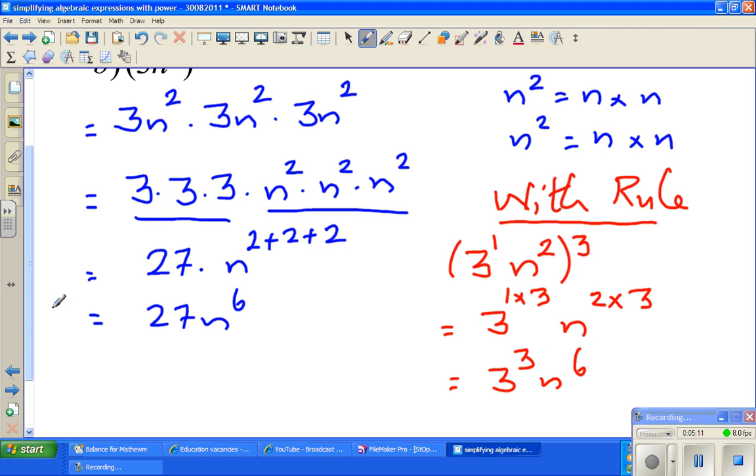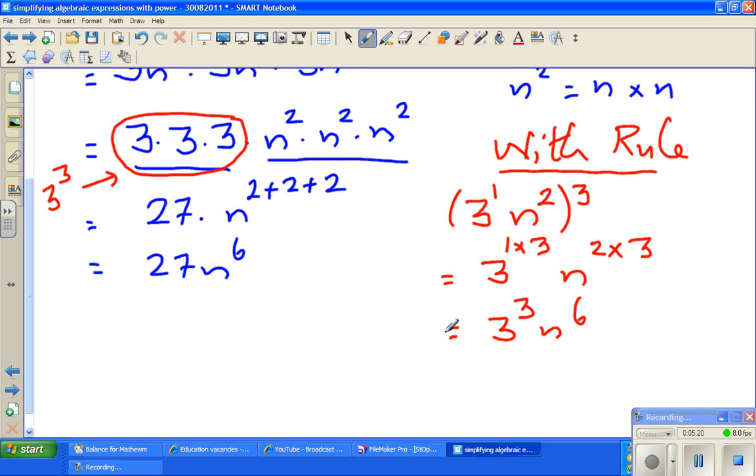And 3 cubed is 3 times 3 times 3. This is the same thing. This is nothing but 3 to the power 3. And that we already know is 27 n to the power 6.